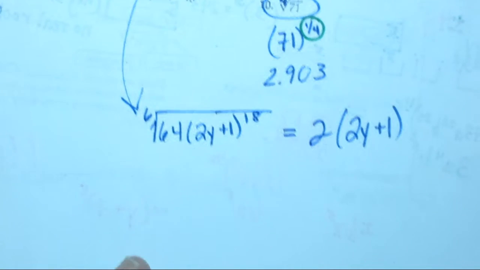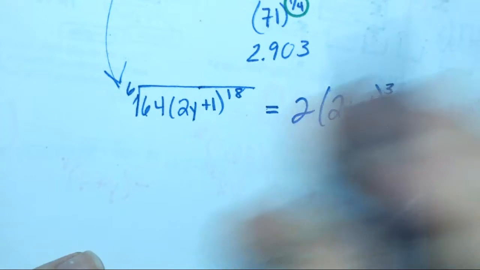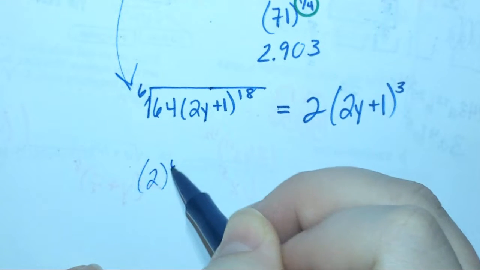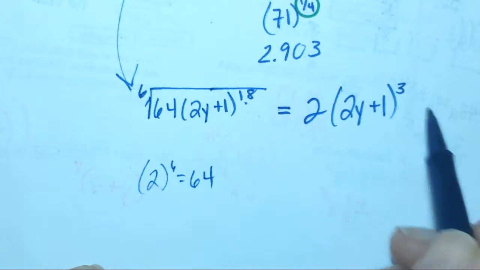2 and then what? 2y plus 1 raised to the what power? Yeah, because 18 divided by 6 is 3. Literally, I'm thinking in my head, 2 to the 6th is 64. And then 18 divided by 6 is 3.